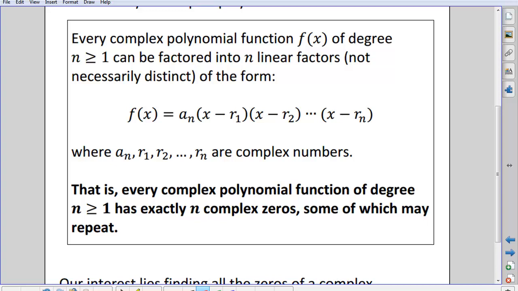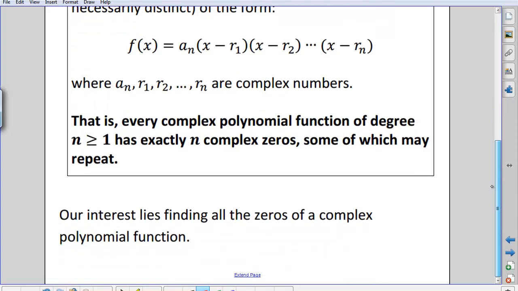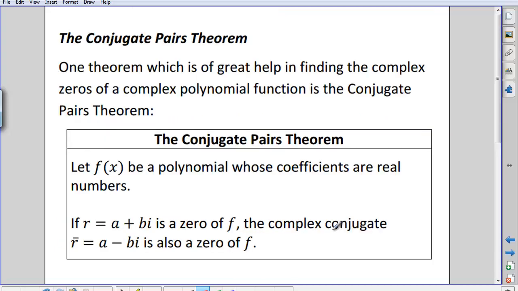For complex polynomial functions, we are guaranteed to find as many zeros as the degree. So if it's a 5th degree polynomial, we're going to find 5 complex zeros. They may be real or complex, but we will get 5. It's always the same as your degree. That is something good, because you know you're done finding the zeros when you've found as many as your degree. So that's our interest, finding all the zeros of a complex polynomial function.